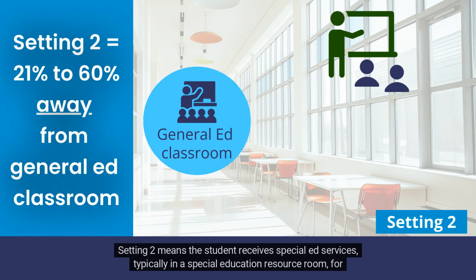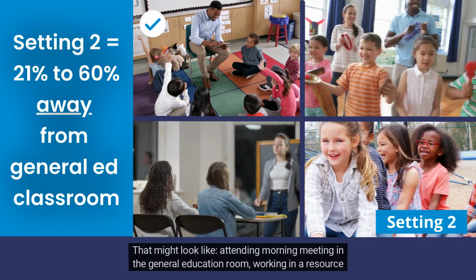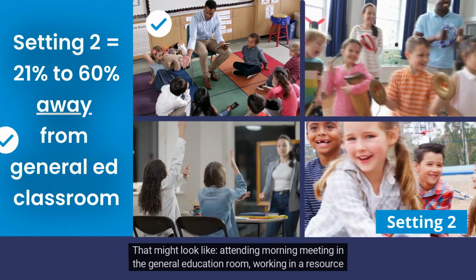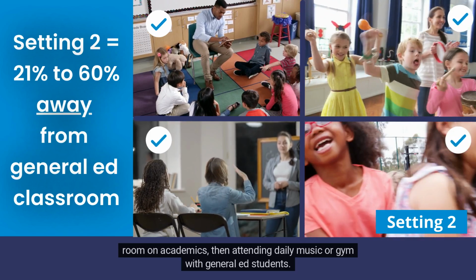Setting 2 means the student receives special ed services, typically in a special education resource room, for 21% to 60% of the school day. That might look like attending morning meeting in the general education room, working in a resource room on academics, then attending daily music or gym with general ed students.